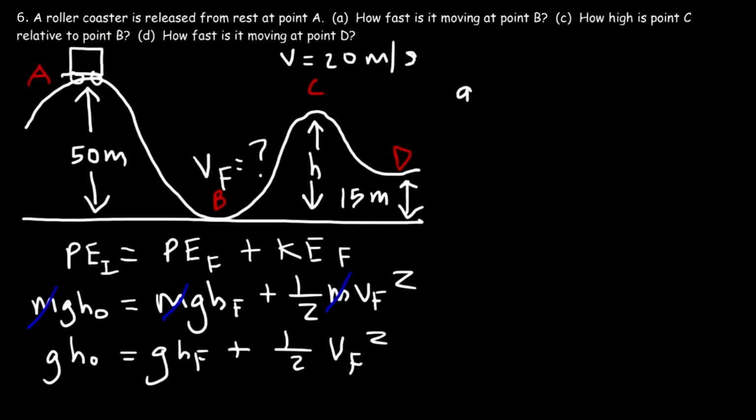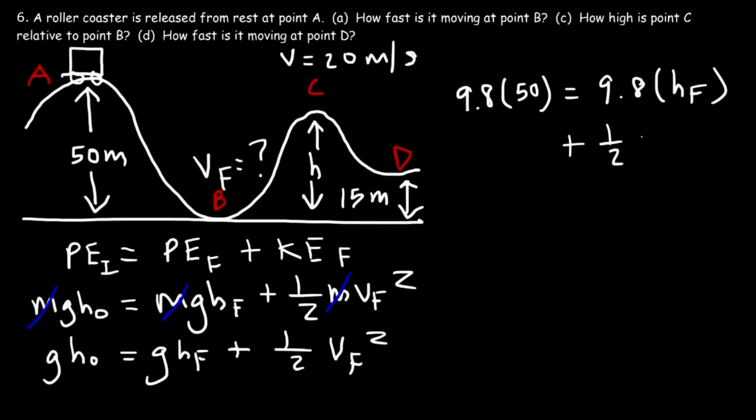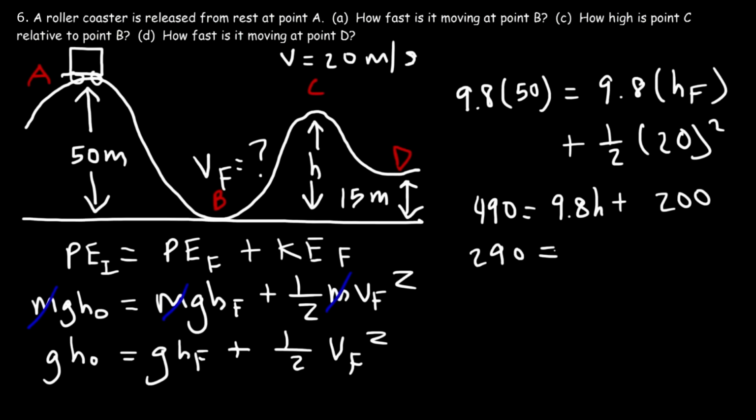So now let's plug in the numbers. It's going to be 9.8 times the initial height, which is 50, and that's equal to 9.8 times the final height, which is what we're looking for, and then plus 1/2 v final squared. V final at point C is 20. So 9.8 times 50, that's 490, and so that's equal to 9.8 times h, and 20 squared is 400, half of that is 200. Now 490 minus 200 is 290. So let's take 290 and let's divide it by 9.8. So 29.59 is equal to h. So that's how high it is at point C.